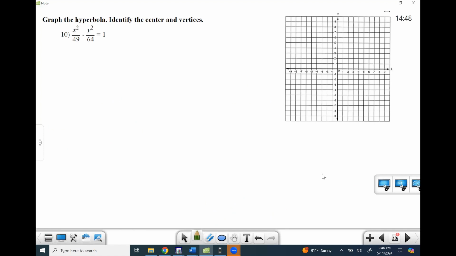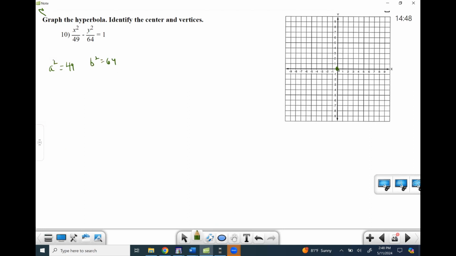All right, let's try number 10. So we got to switch gears now because now we're looking at hyperbolas. All right, so they're pretty similar, right? Like we know the center is going to be 0, 0. But the thing that's different is a squared isn't the biggest number. A squared is always the first number. So this 49 is going to be our a squared. And then our b squared is going to be 64.